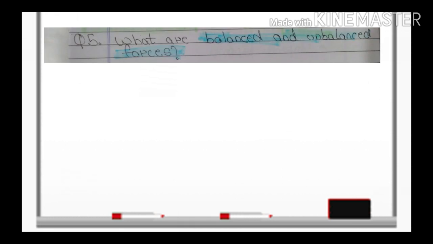So, what are balanced and unbalanced forces? What they have asked is about balanced and unbalanced forces. So, we should highlight balanced and unbalanced forces. There are two questions if you see properly: what are balanced forces and what are unbalanced forces?